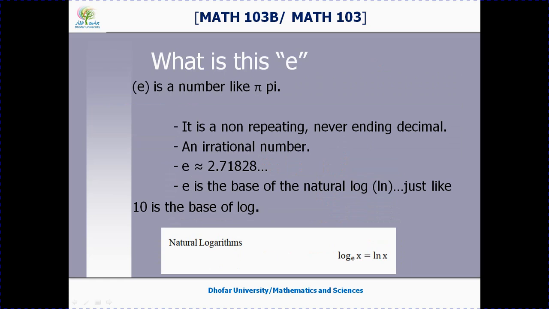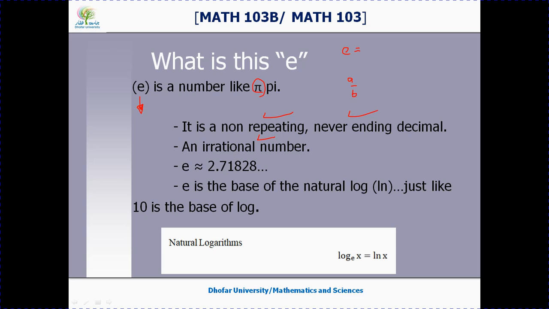So what is this e? Why do we write e? And what is the value of e? Now e is a number like pi. We know that pi equals 3.14, etc. And e is also a number. This number e is a non-repeating, never-ending decimal, and it is an irrational number. An irrational number cannot be written in the form of a over b.